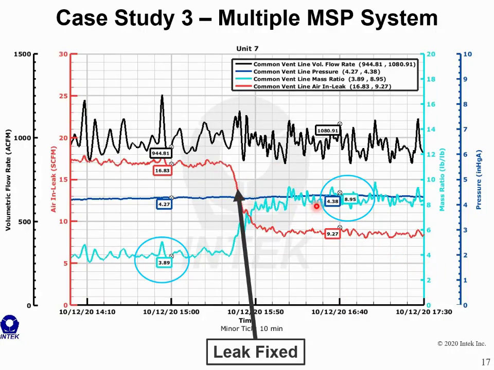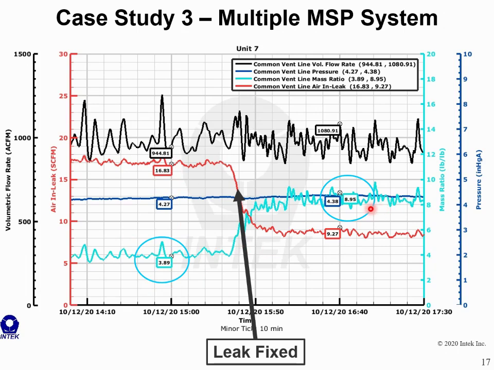After the leak was repaired and the total air and leakage was dropped to 9 SCFM, you can see the mass ratio increase from 4 up to 9. Now, a mass ratio of 4 is still above the rule of thumb of 3, which means that there was no stagnant zone formation with the 17 SCFM of air and leakage.